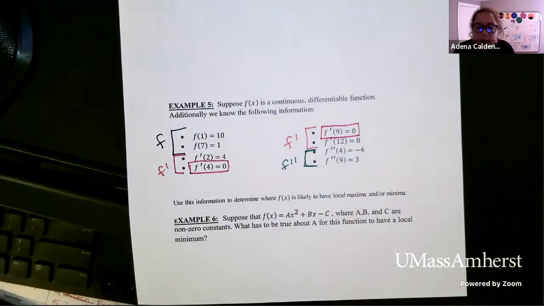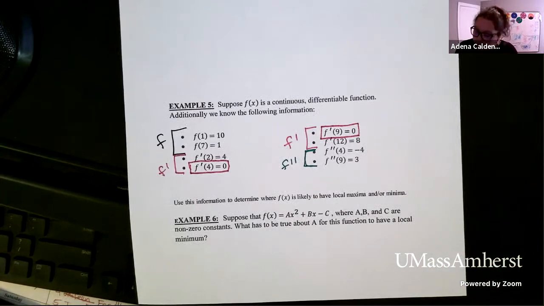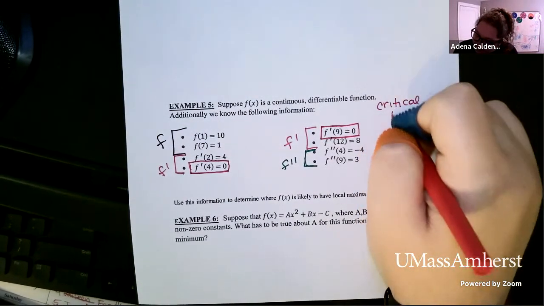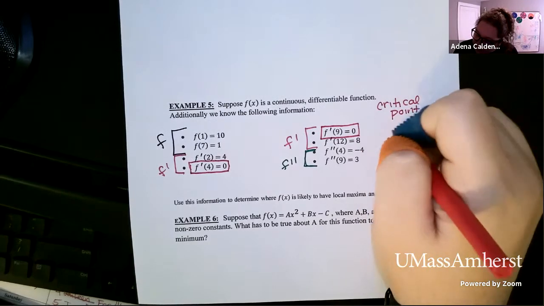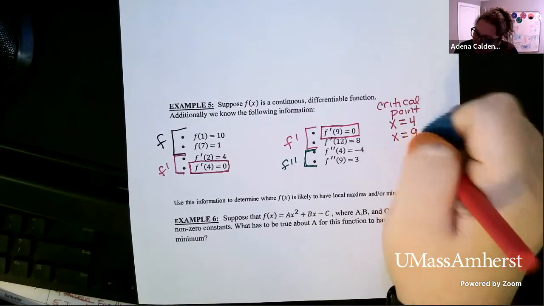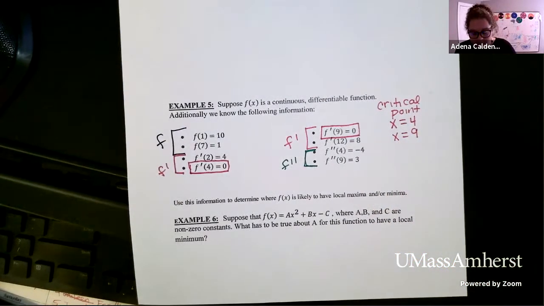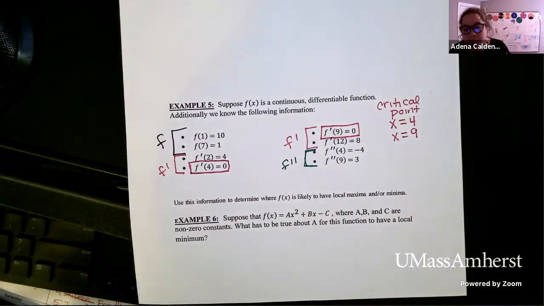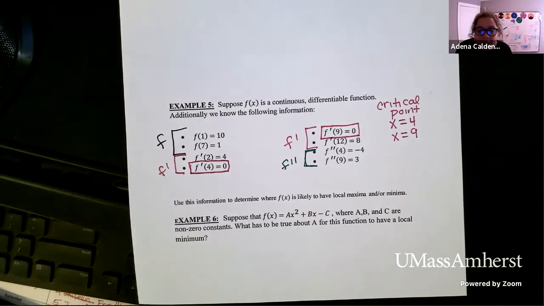And f prime of 9 equals 0. So that means I have a critical point at x equals 4 and x equals 9. Okay. And so what I want to do is think about the other information I have to see if I can figure out what type of critical points these would be.